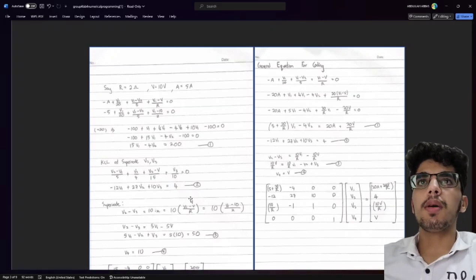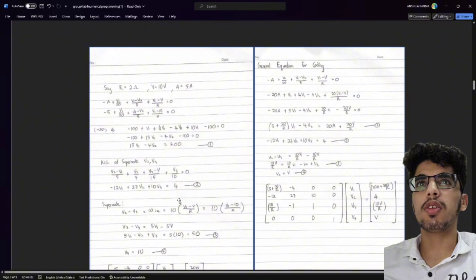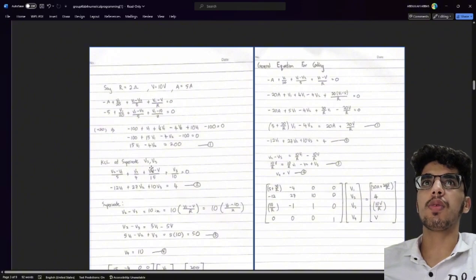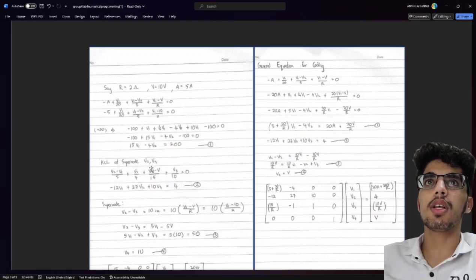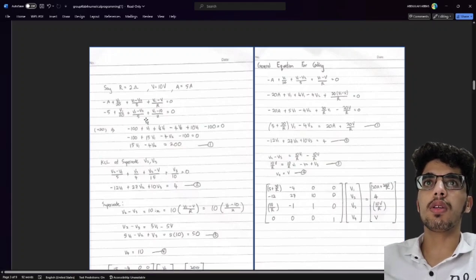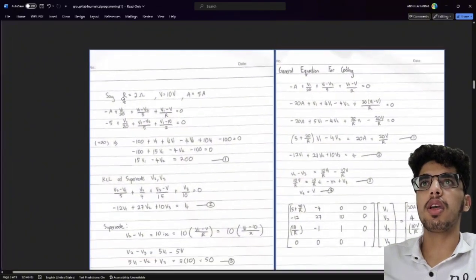230029. Today I'm going to solve and give you the calculation of question 1. We're going to start with node 1, which gives us R equal 2, V equal 10, and E equal 5.